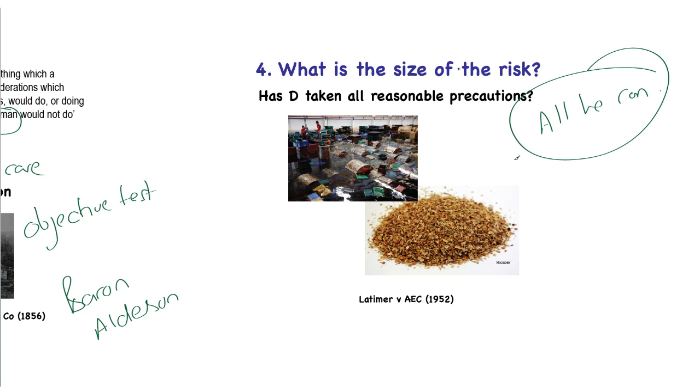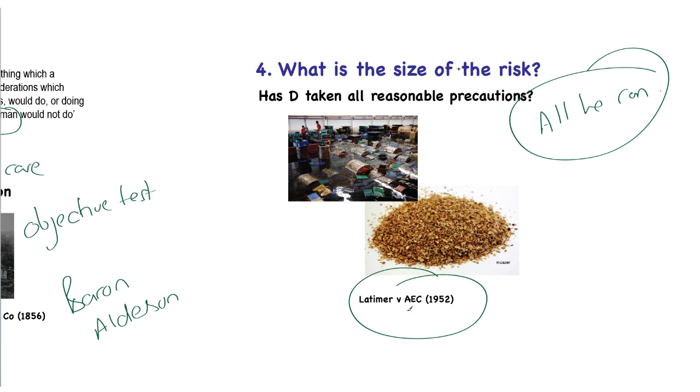Even in unusual circumstances, where an accident occurs anyway, if the reasonable man has acted reasonably, then they will escape liability. And I can demonstrate that by using the case of Latimer versus AEC 1952.